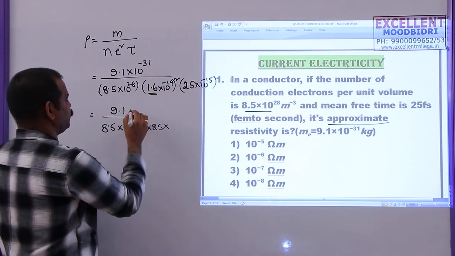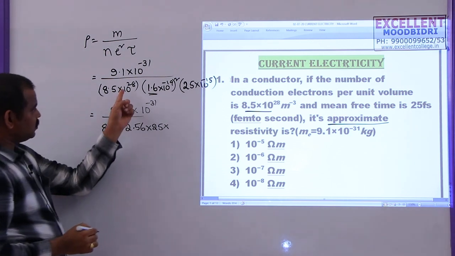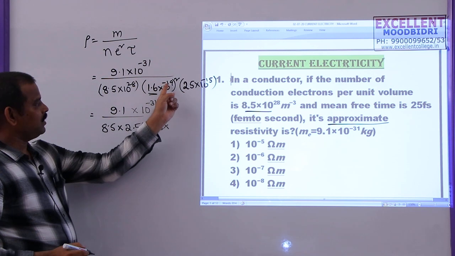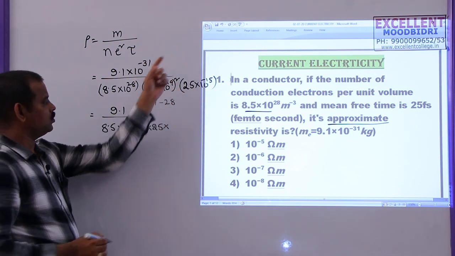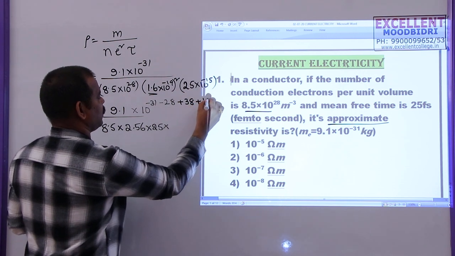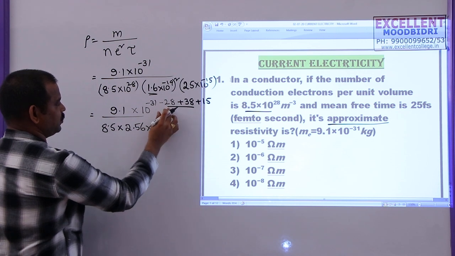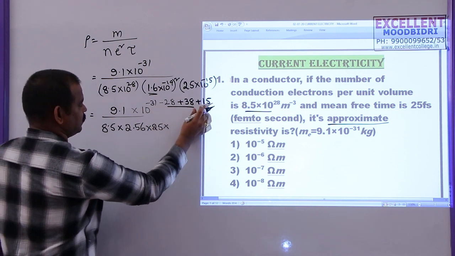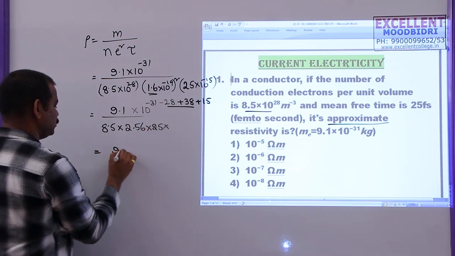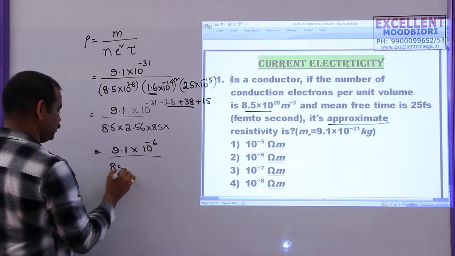The other terms are powers of 10 only. This is 10 power minus 31. This is plus 28, which will become minus 28. This is minus 19 whole square, which will be minus 38, and when this goes up it becomes plus 38. And this minus 15 will become plus 15. You can see 38 minus 28 is 10, 10 plus 15 is 25, and 25 minus 31 is 10 power minus 6. So 9.1 into 10 power minus 6 by 8.5.